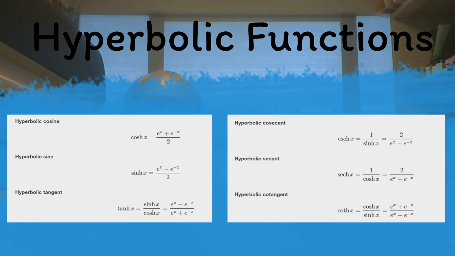Hyperbolic cosine, for example, is e to the x plus e to the negative x, divided by 2, and hyperbolic sine is e to the x minus e to the negative x, divided by 2. Instead of saying hyperbolic cosine because it's so long, we tend to shorten it by saying cosh. And the hyperbolic sine, we tend to say sinh. I know it does not spell the word cinch, but that's how we call it.